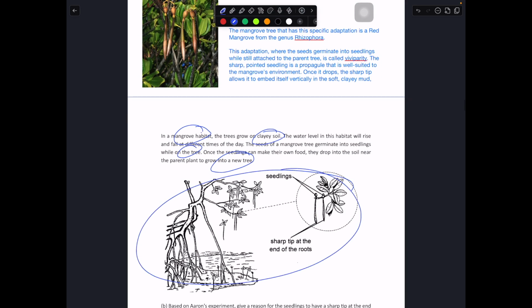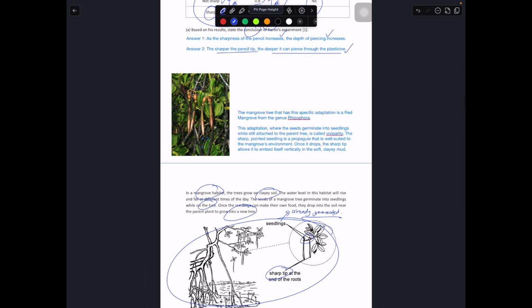Okay, they show you this. When it's on the tree, it's already germinated. So these are seedlings, already germinated. So these are the key ideas that you need to know. They are not seeds anymore, they are seedlings. They have sharp tips. So these sharp tips, you realize that it is very close to this experiment.